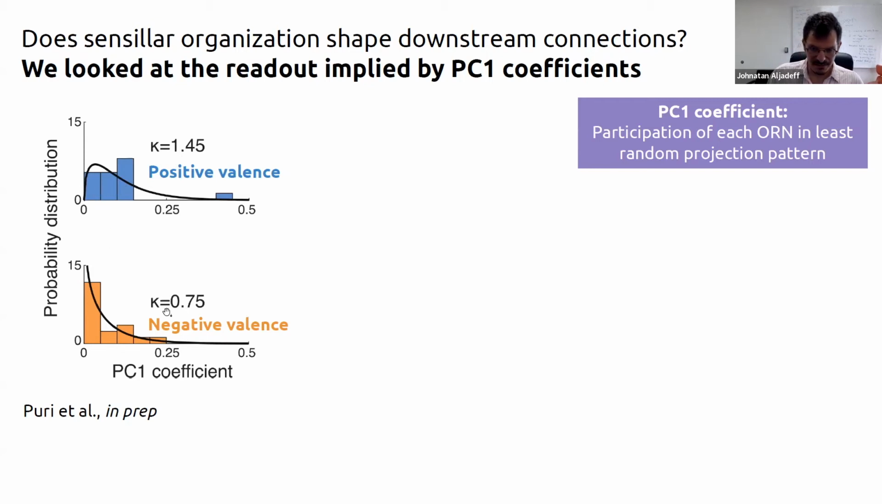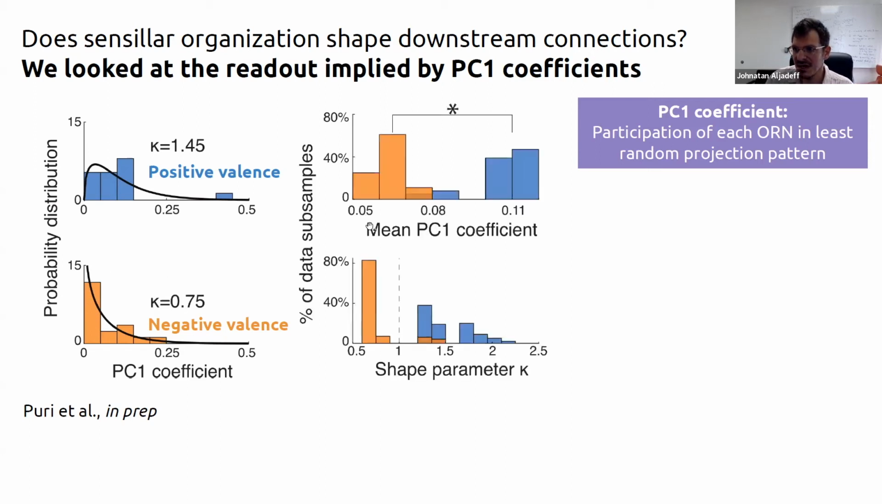The shape parameter fit to the negative valence neurons is less than 1. This means that the mode of this distribution is 0. So we already see a very significant asymmetry in how signals are being read out from positive valence relative to negative valence neurons. And we also compared the mean principal component 1 coefficient between positive and negative valence, and we subsampled the data to show that this result is significant.